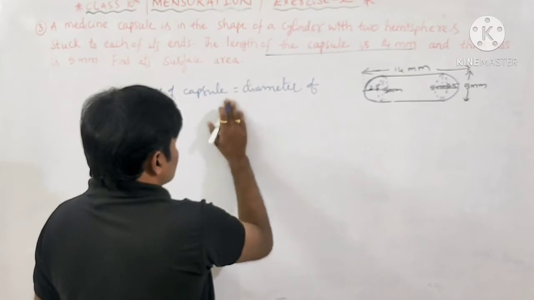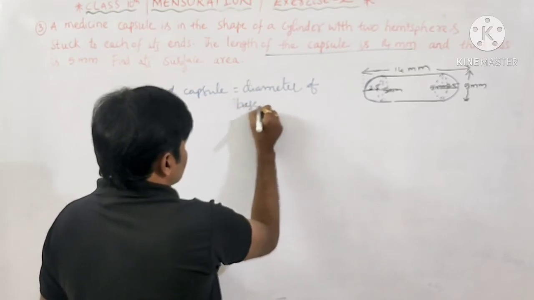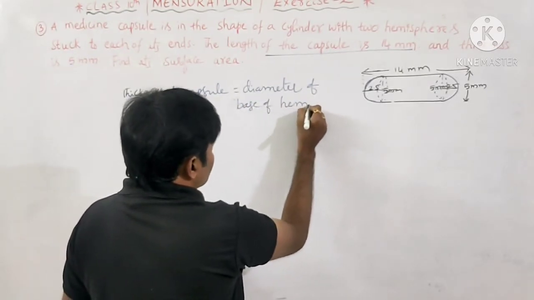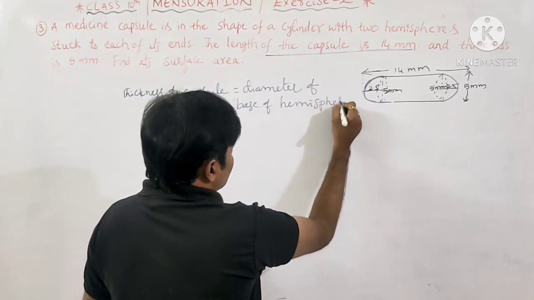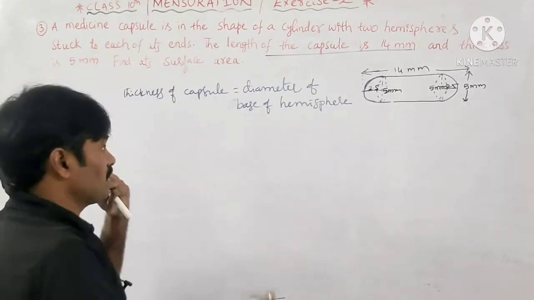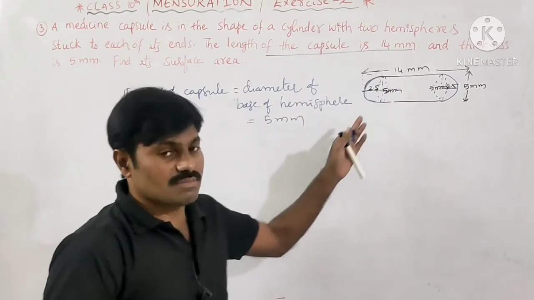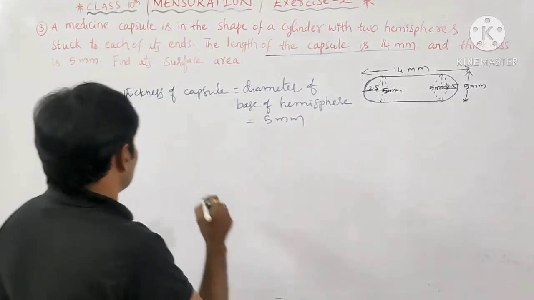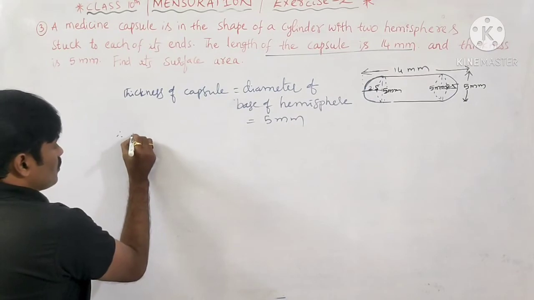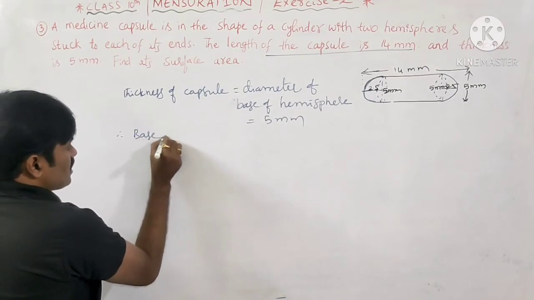Diameter of the base of the hemisphere is equal to 5 mm. Then what about its base radius? It is the diameter divided by 2.